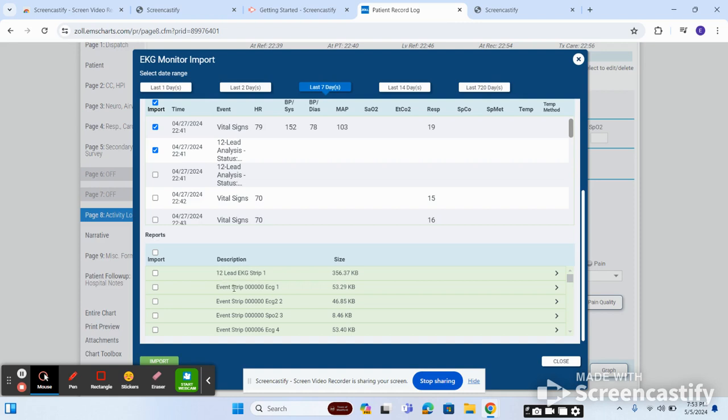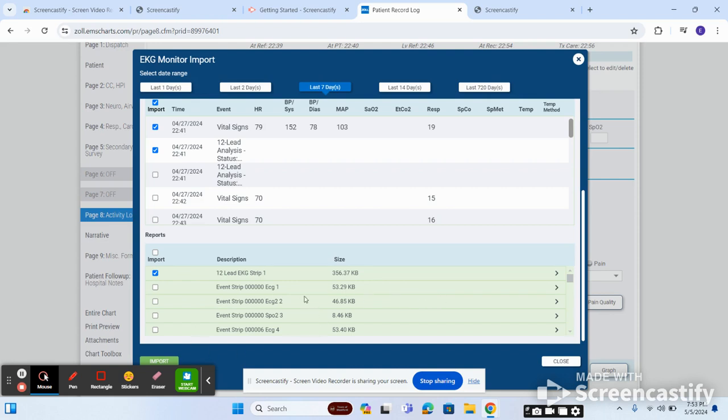And say your second one is a better one. You could select your second 12 lead. It will say 12 lead EKG strip 2. You can select that and pull that one in. If all of your 12 leads were appropriate and adequate and they show an evolving STEMI, you can pull them all in. So we're going to pull in just this.